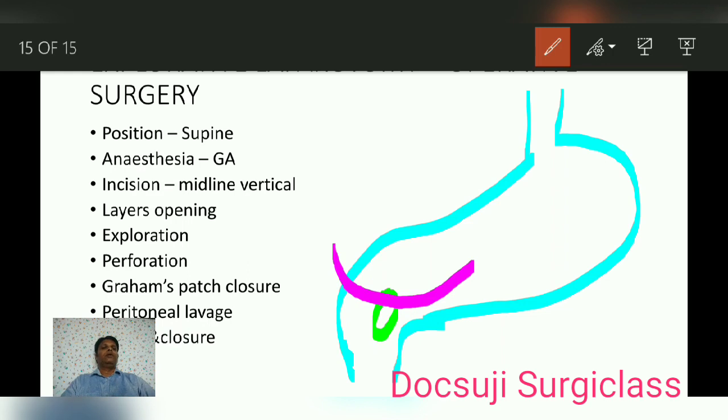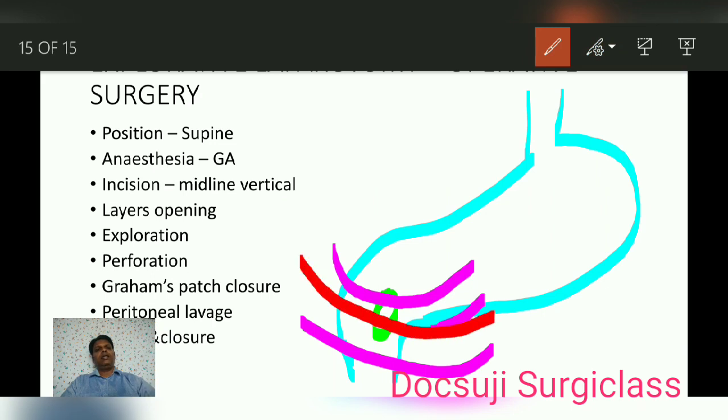proximal to the perforation, another suture, third suture distal to the perforation, and this one in the center, you take through the perforation site. So 3 sutures you take: one through the center of the perforation, one upper, on the proximal aspect, and one on the distal aspect.